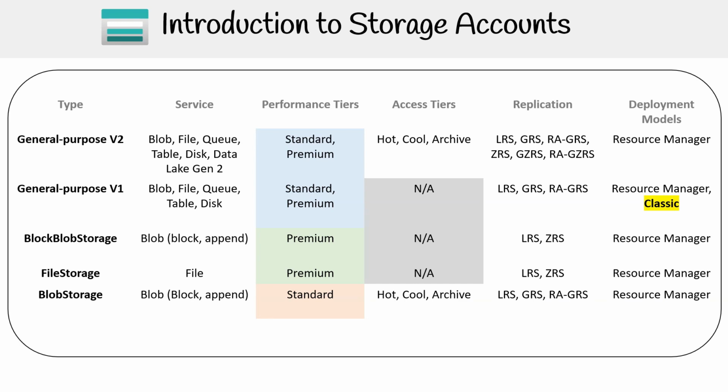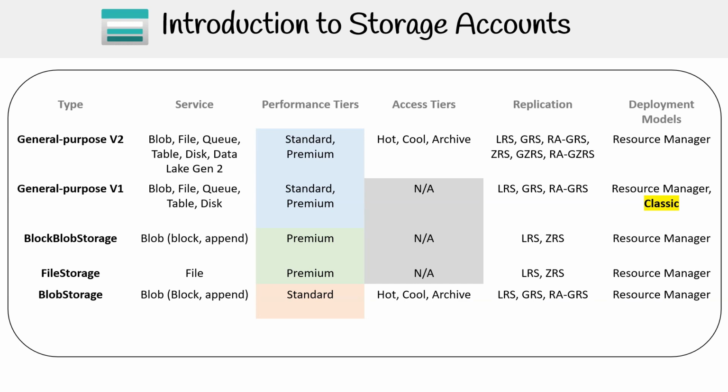Block Blob Storage. Designed for storing block blobs and append blobs. File Storage. Specifically tailored for Azure File Shares. Blob Storage. Meant for storing block and append blobs. Service. These are the storage services each account type can provide. Performance tiers. Azure offers two performance tiers. Standard, backed by hard disk drives and suitable for general purpose storage. Premium, uses solid state drives and is optimized for high performance and low latency workloads.